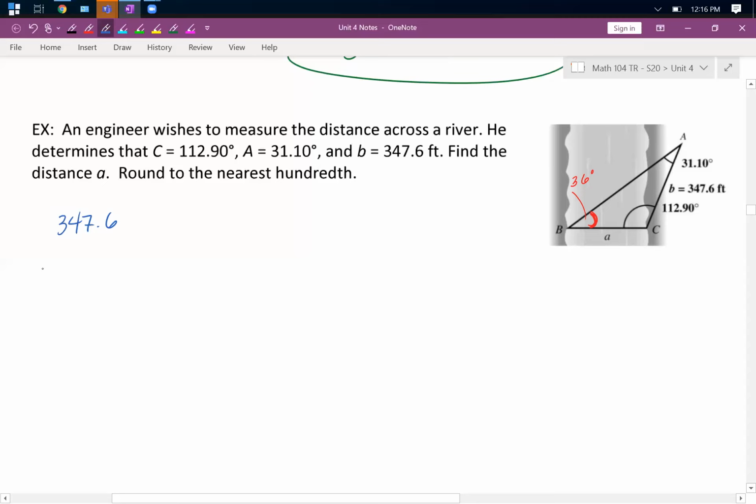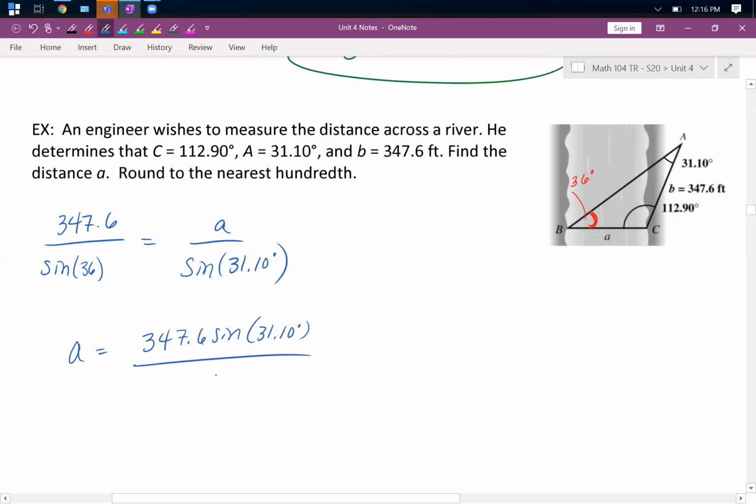347.6 over sine of 36 is equal to our unknown side A over sine of our angle A. And then we solve for A. We get A to be 347.6 sine of 31.10 over sine of 36. And we'll pop it into our calculator and we're rounding to the nearest hundredth.